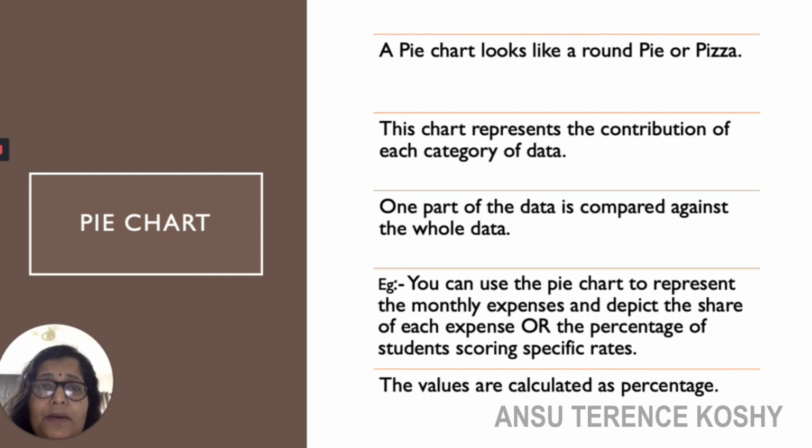You can use the pie chart to represent the monthly expenses and depict the share of each expense or the percentage of students scoring specific rates. If you consider the salary of a person, you can make a pie chart based on how much is spent for rent, how much is spent for food, how much is spent for travel, how much is spent for miscellaneous things. All these things can be done.